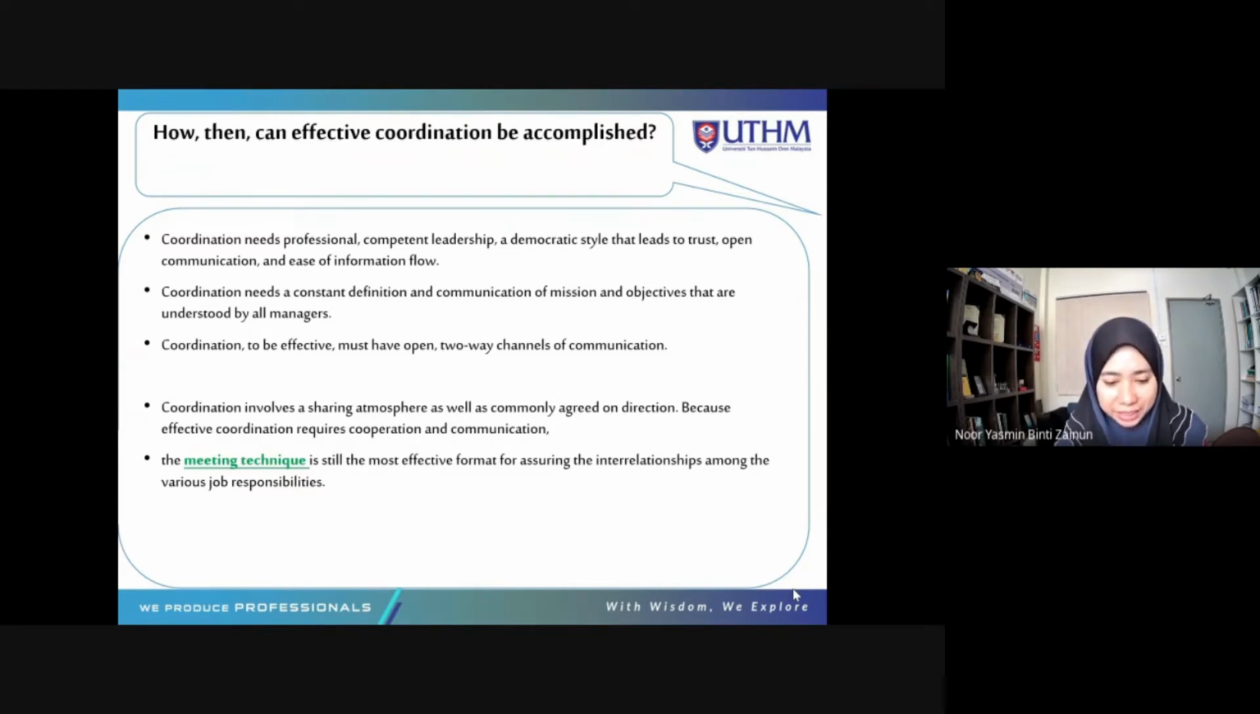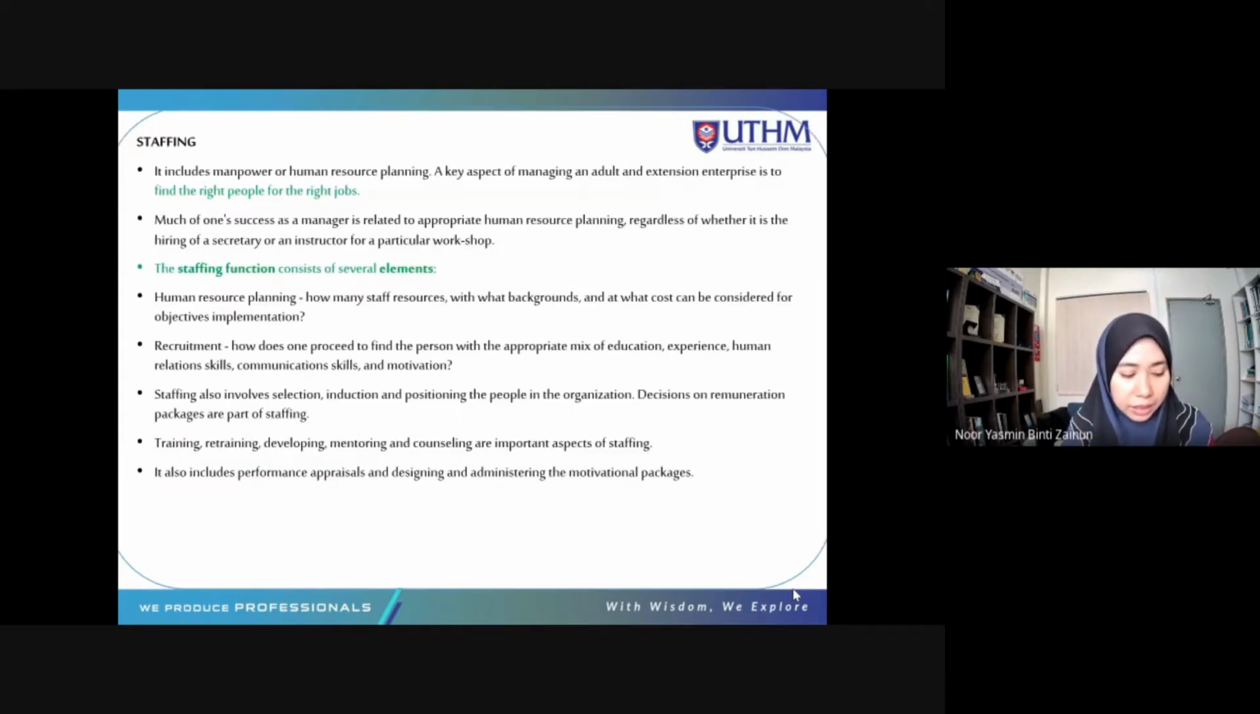And then the meeting techniques is still the most effective format for ensuring the interrelationship among the various job responsibilities. And then staffing. It includes manpower or human resource planning, a key aspect of managing an adult and extension enterprise is to find the right people for the right job. Ini penting kan? Right people for the right job.